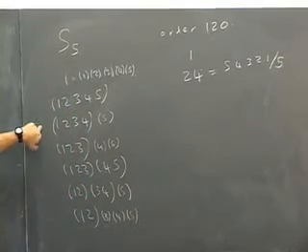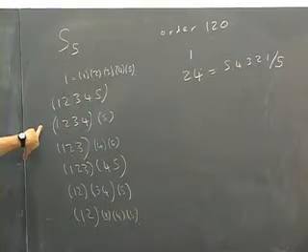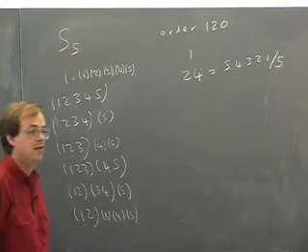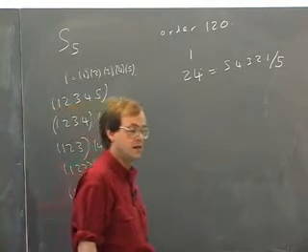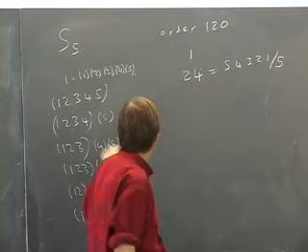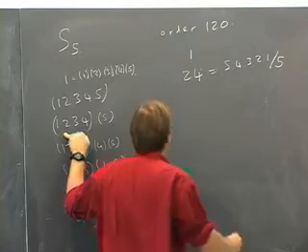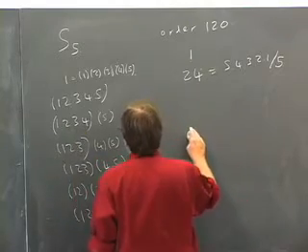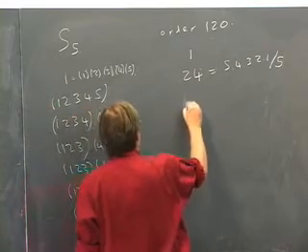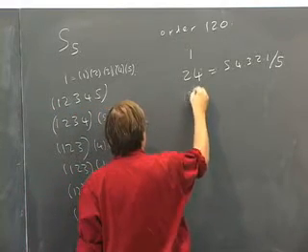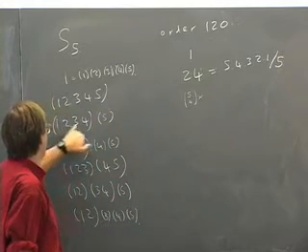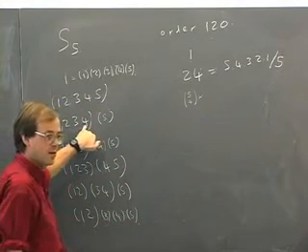How many 4 cycles are there? 30? You could well be right. How did you get that? I did 5 choose 4, because you get to pick the 4 elements out of the 5 in the 4 cycle. And then multiply by 4 factorial divided by 4, which is 3 factorial.